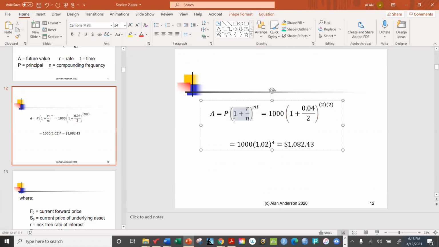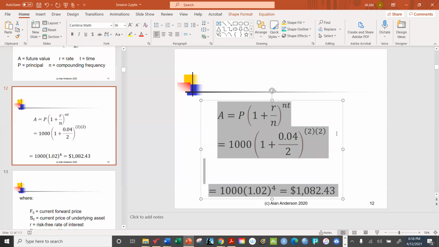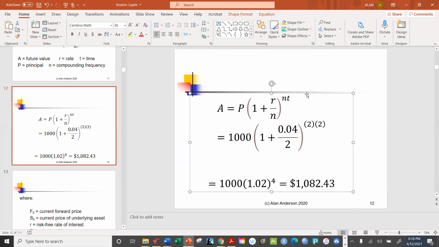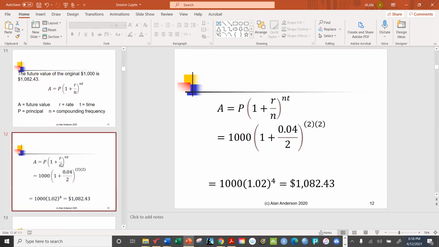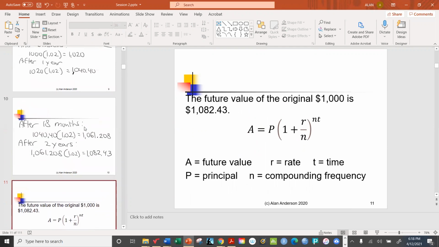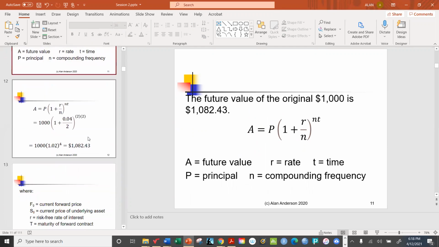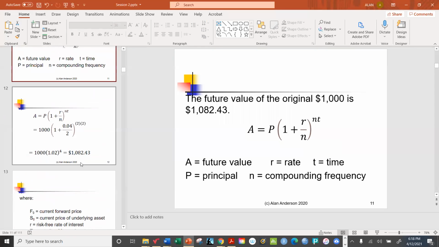So this is the future value of our original $1,000, and it's calculated with this formula, based on the idea that we started with 1,000. Then we have a rate of interest of 4%, which is paid out twice a year for 2 years, and we end up with a future value of 1,082.43. Now, it turns out that with a lot of financial models, especially with derivatives, we're going to make the following assumption.